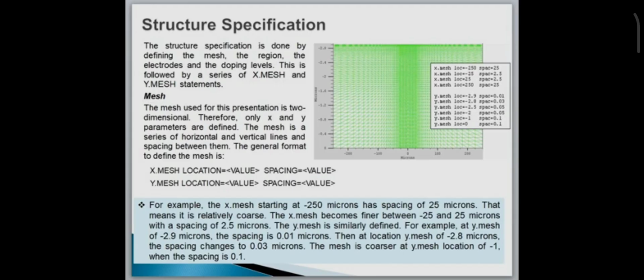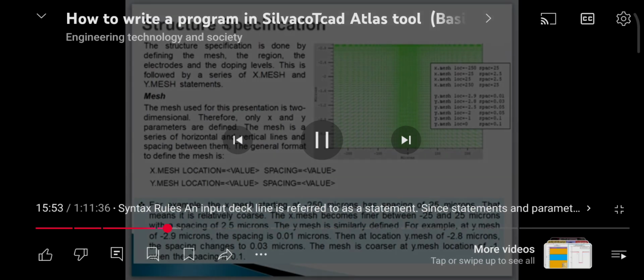I have given an example in this. You can see that I have mentioned X mesh dot location; you can write LOC or write the complete location. Start from -250 and end at 250. You can see that the x-axis starts from -250 from that point. This is -250.